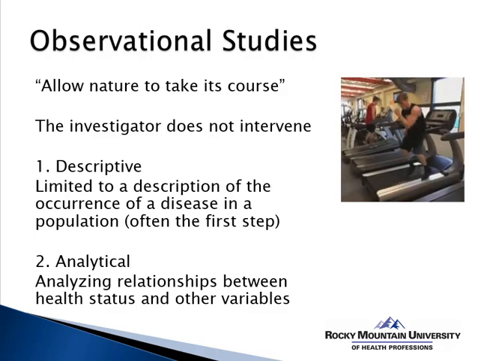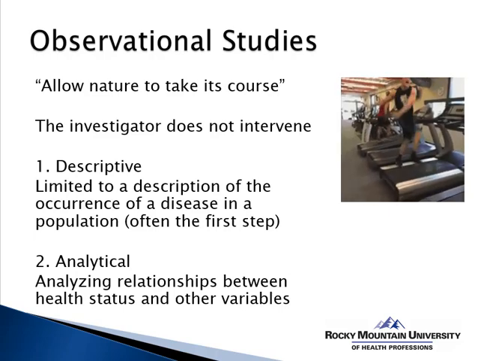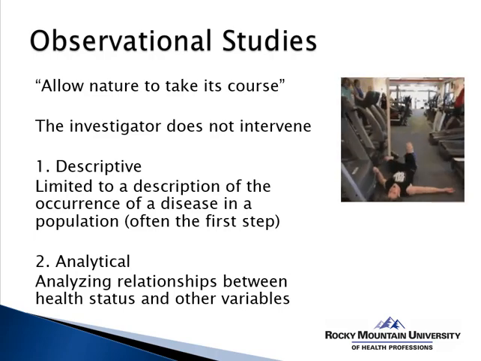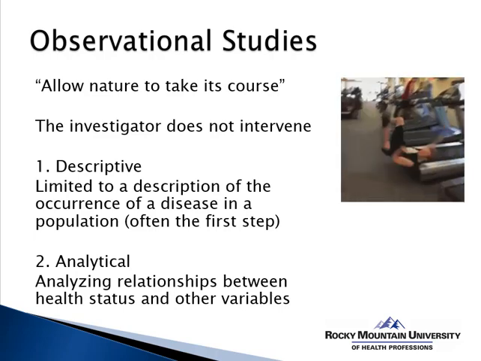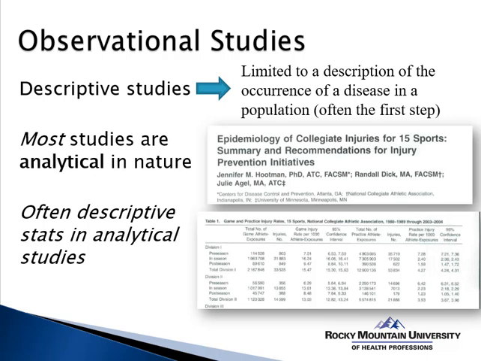Now, there are descriptive and analytical types of observational studies. Descriptive is limited to a description of the occurrence of the disease, and an analytical one starts to analyze relationships. Now, most studies are analytical in nature. Often, there are descriptive presentations within analytical studies. A purely descriptive observational study is limited to a description of the occurrence of disease in a population, and it is often the first step.